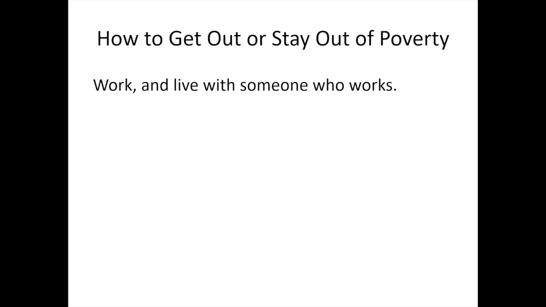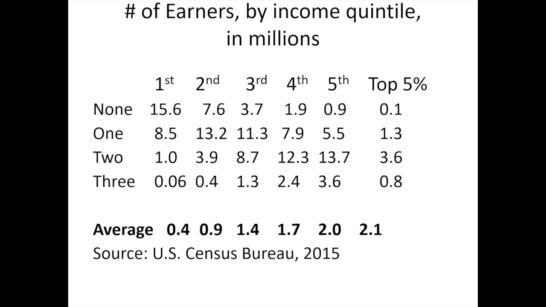To back that up, I want to show you some data from the U.S. Census back in 2015. It hasn't changed that much. There's a lot to explain in this table. Along the top row you've got the various quintiles. The first quintile is the lowest income people, second is next, third is next, and the fifth is the highest income people. And then "none" means no one in the household working. These are in millions, so each quintile has approximately 26 million households. There were about 130 million households in the United States at the time.